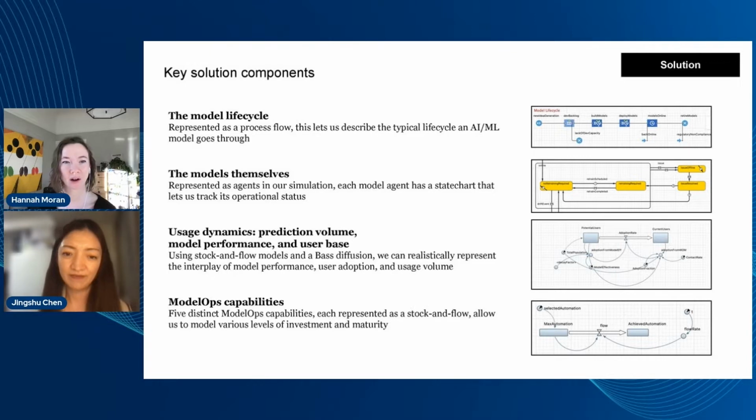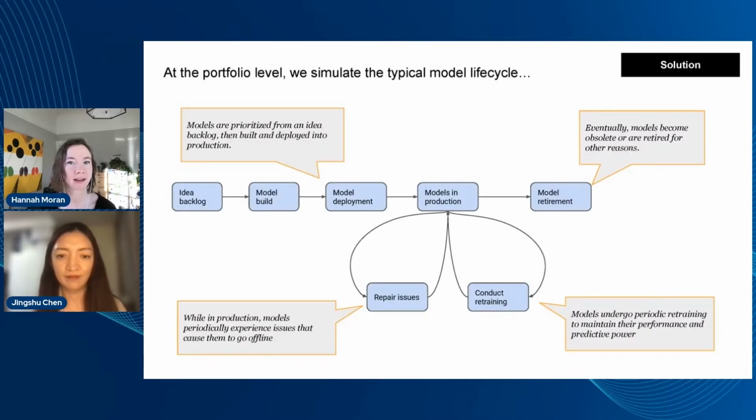Jingshu just gave us an overview of the components in the solution. I'm going to talk in detail about each one. First we have the process flow that lets us reflect a typical model lifecycle. This is a pretty standard lifecycle. We have an idea backlog. The models get built and deployed by developers. Then they live in production for a while, and eventually they retire or they become obsolete. The main part that we're interested in is their activities while they're in production, and they can either be online serving predictions, or they might be offline with an issue or doing regular retraining.